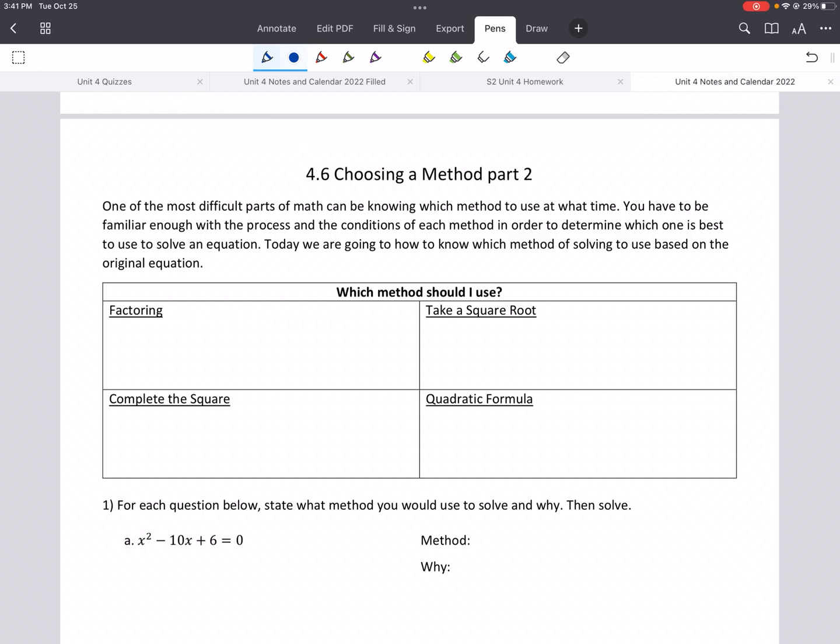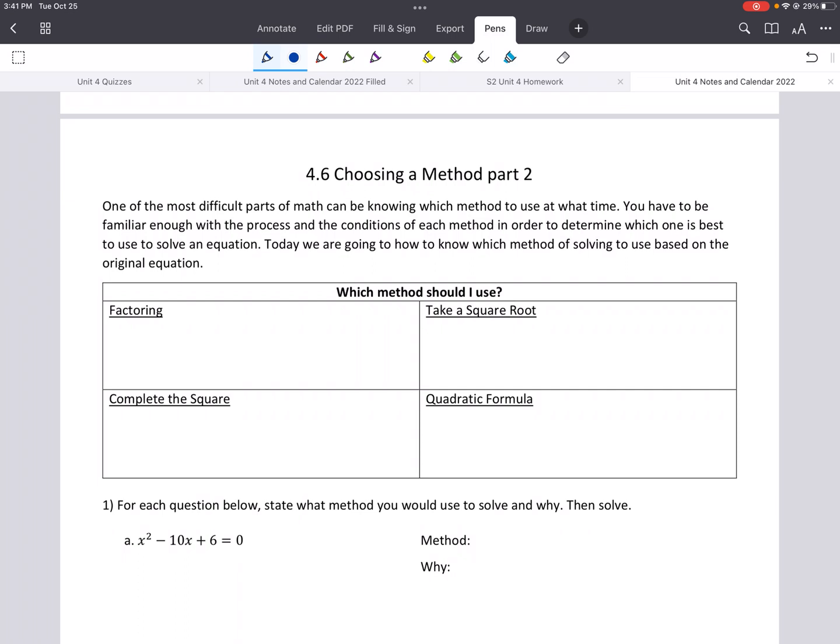Hey guys, this is 4.6, Choosing a Method, Part 2. So we've already done a choose a method, but that was before we figured out the quadratic formula. Plus I feel like this is a good end to kind of review all the types of methods that we've covered.